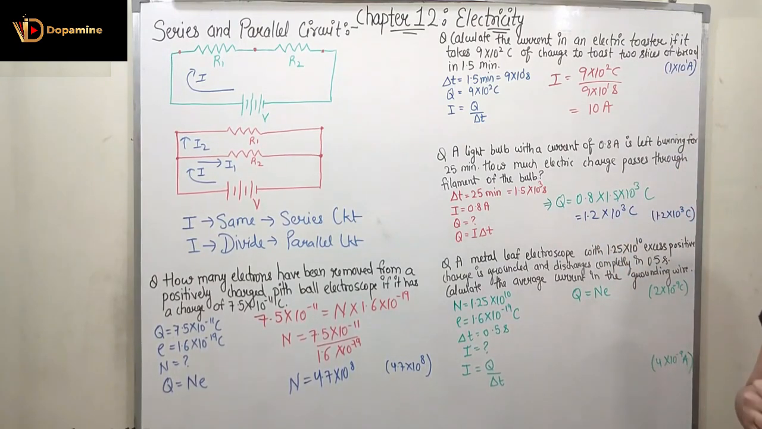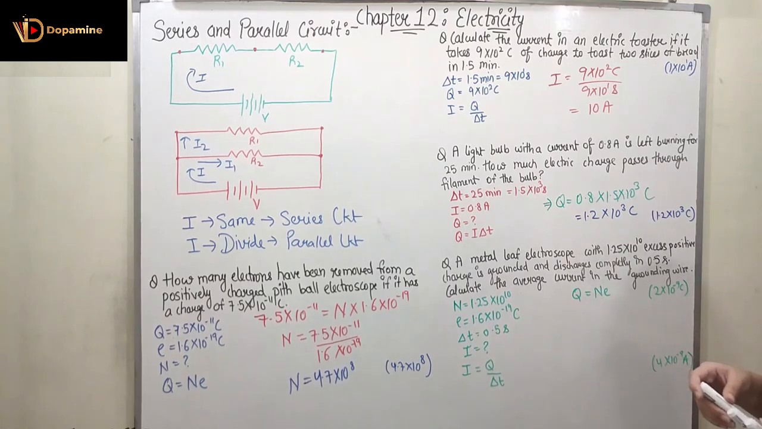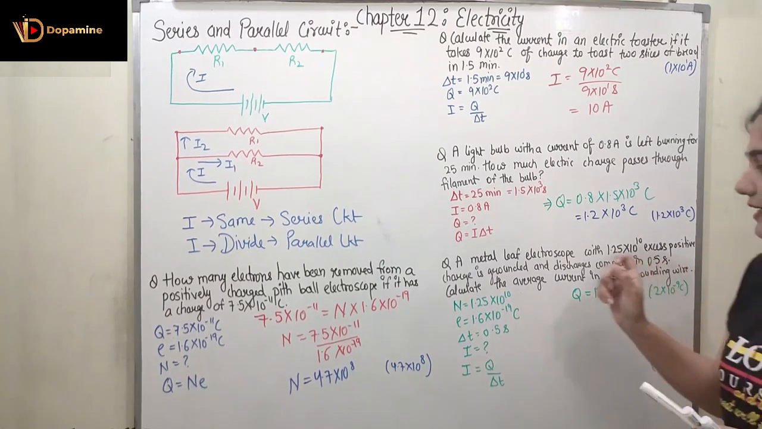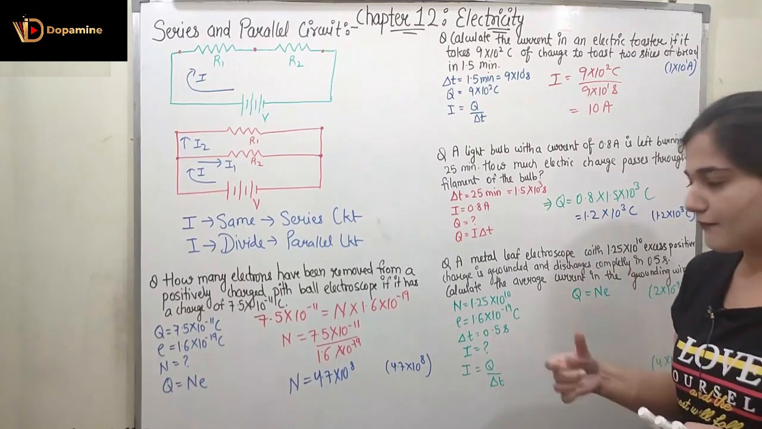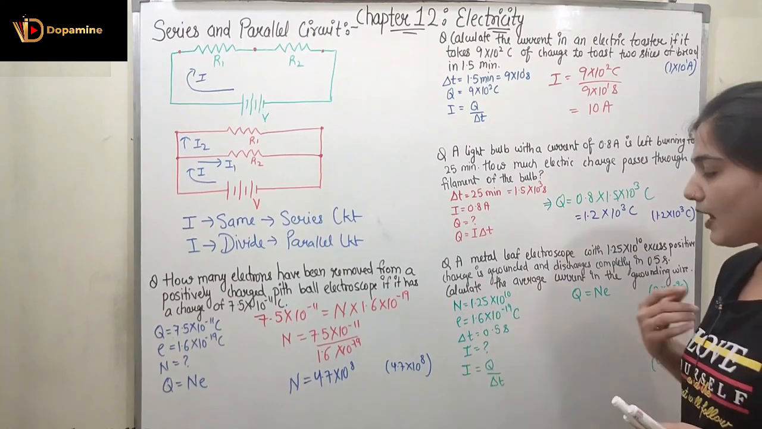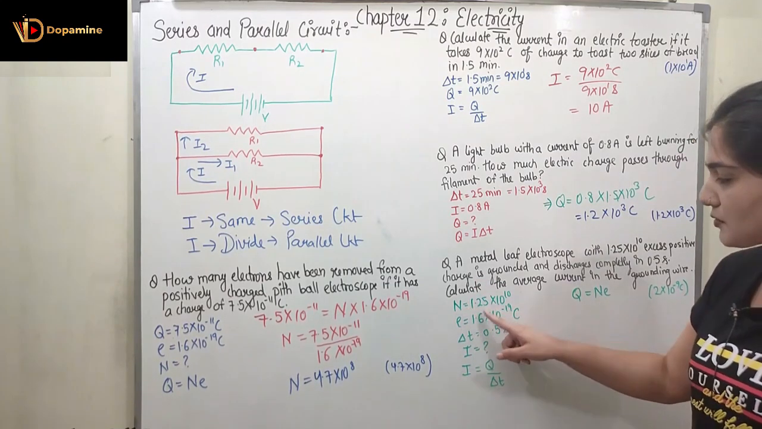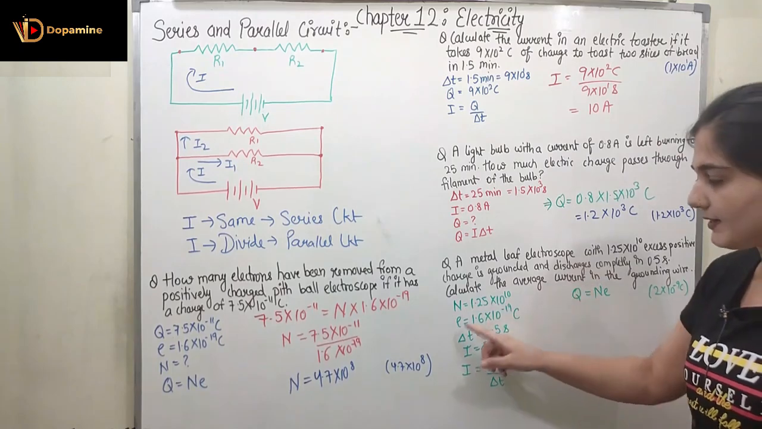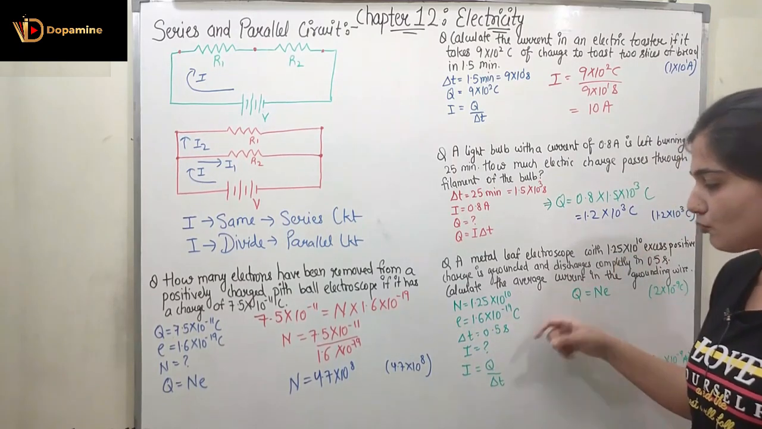Now coming to the next problem: a metal leaf electroscope with 1.25 × 10^10 excess positive charge is grounded and discharges completely in 0.5 second. Calculate the average current in the grounding wire. We need to find the average current. The total number of electrons is given, which is 1.25 × 10^10. The charge on one electron is 1.6 × 10^-19 coulomb.